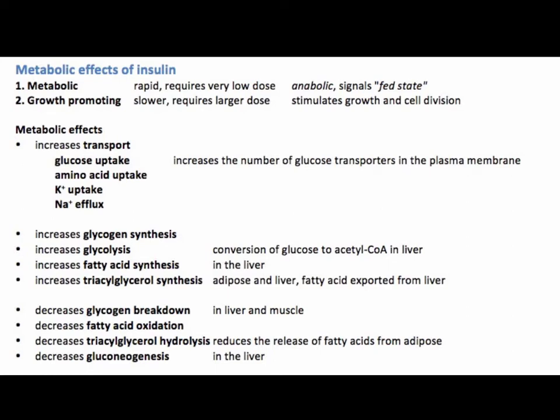Insulin inhibits the complementary pathways. It decreases glycogen breakdown in liver and muscle. It decreases fatty acid oxidation. It decreases triacylglycerol hydrolysis, and it decreases gluconeogenesis. As I mentioned, insulin also has growth-promoting effects. This includes an increase in DNA synthesis and an increase in cell growth and division.